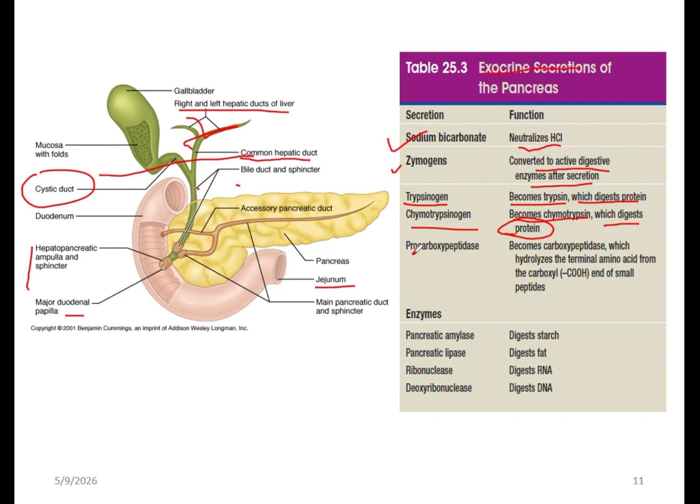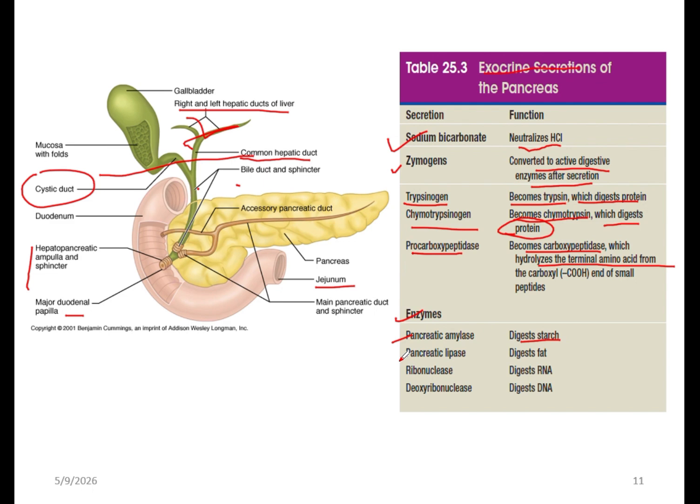Next we have procarboxypeptidase. Procarboxypeptidase becomes carboxypeptidase, which hydrolyzes the terminal amino acid from the carboxyl end of small peptides. So this is the exocrine part of the secretion: trypsinogen, chymotrypsinogen, procarboxypeptidase. Next, some enzymes are also secreted, known as pancreatic amylase, which digests the starch.